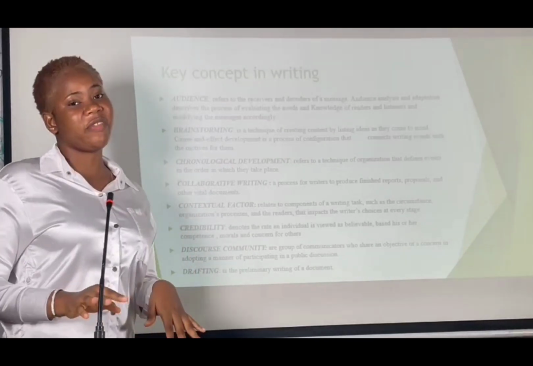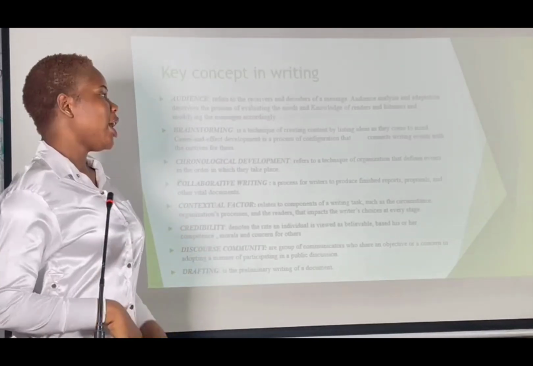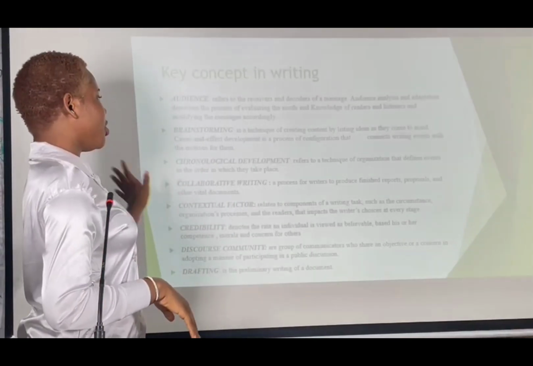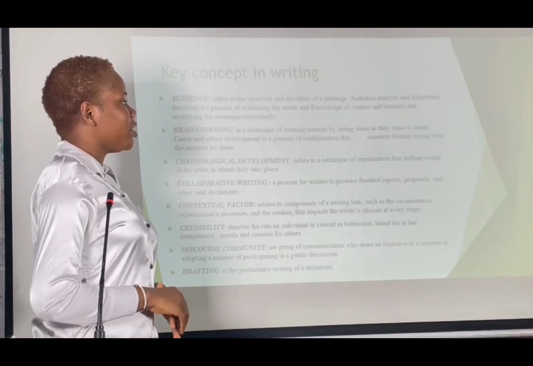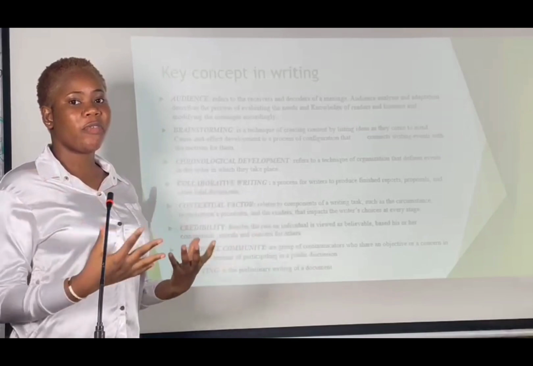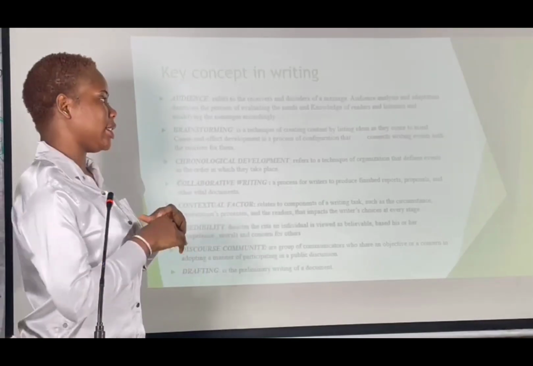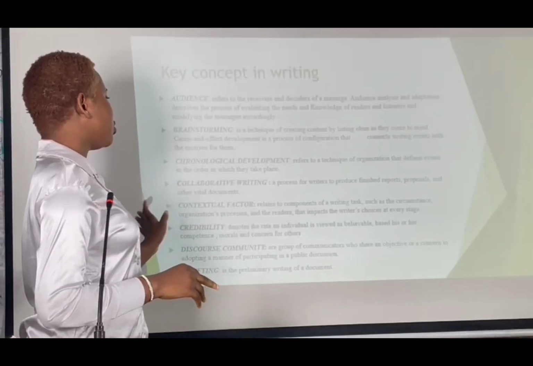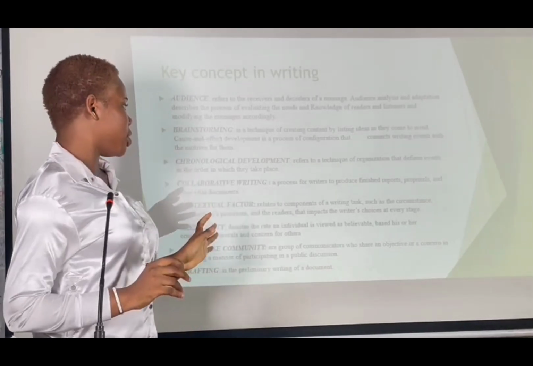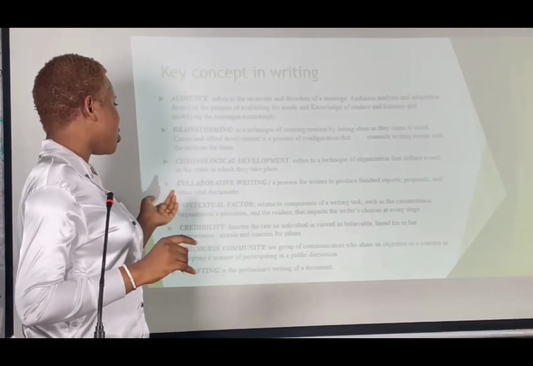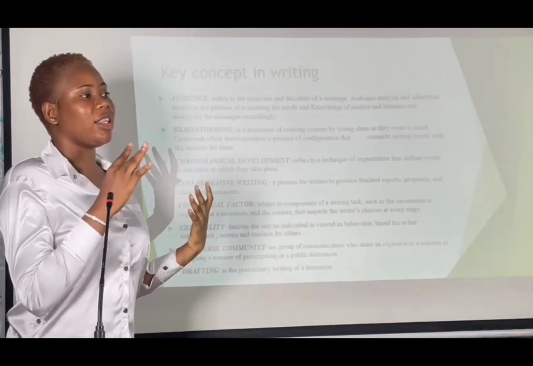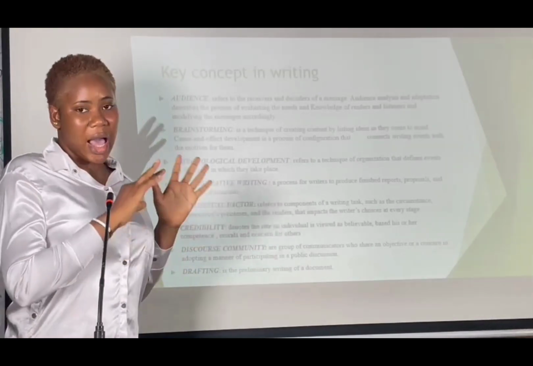I'll be taking key concepts in writing. Audience refers to the receiver and the decoders of the information. They analyze the information and they understand it. Brainstorming is a technique of creating content by listing ideas as they come to mind. They think of creative content and they write it down. Chronological development refers to the technique of organization that presents events in the order in which they take place. They arrange events in order as they take place.